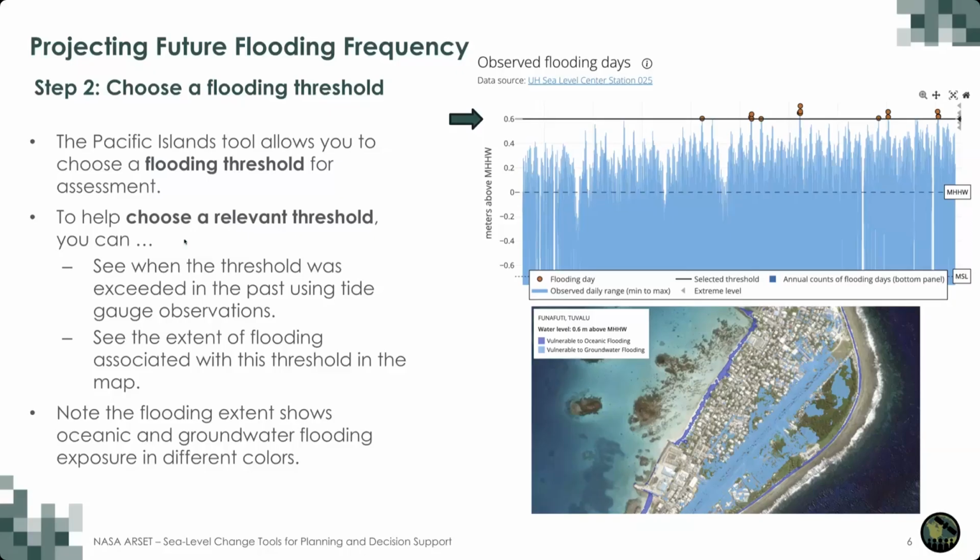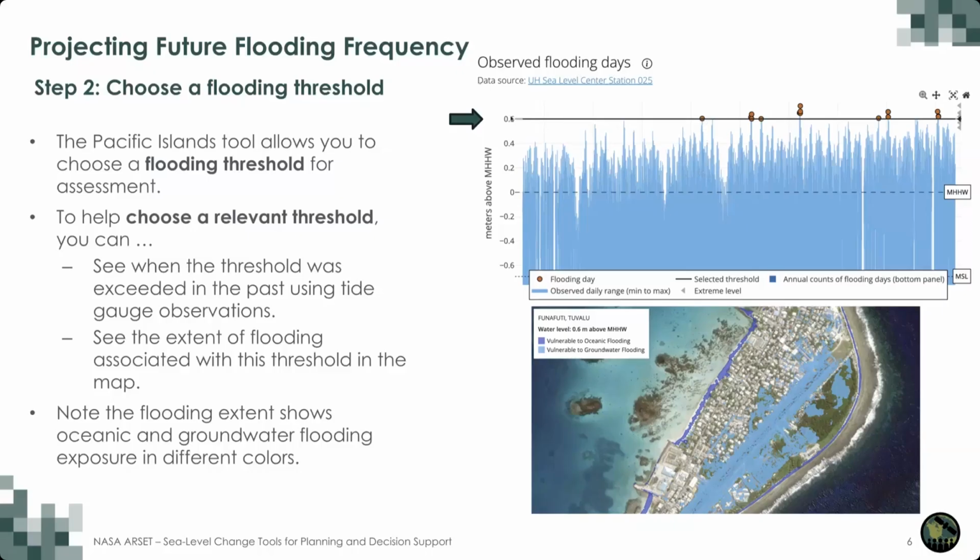One way is to see when the threshold was exceeded in the past. And I'll show you this on the tool, but there's an area where you can look at observations of water level in the past. That's these blue lines. You see it's hourly data, so it looks like a lot of data in one place. But these are water level variations every hour. And that's in blue.